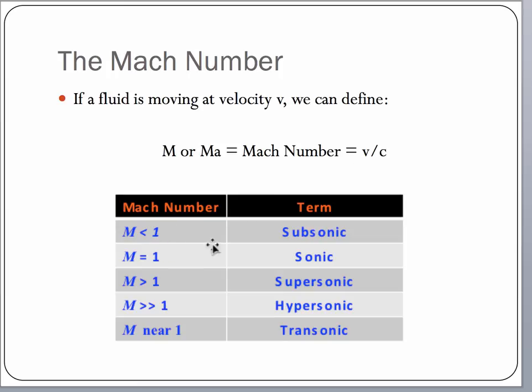When I get a value, if it's less than 1, I'm going to say that my flow is subsonic. If it's exactly equal to 1, it's sonic. And if it's greater than 1, it's supersonic. Sometimes it's a lot greater than 1, which we'll call hypersonic. Usually by a lot greater, I mean on the order of a magnitude larger, so instead of being like 1, it's like 10. If it's very near 1, we'll call it transonic.